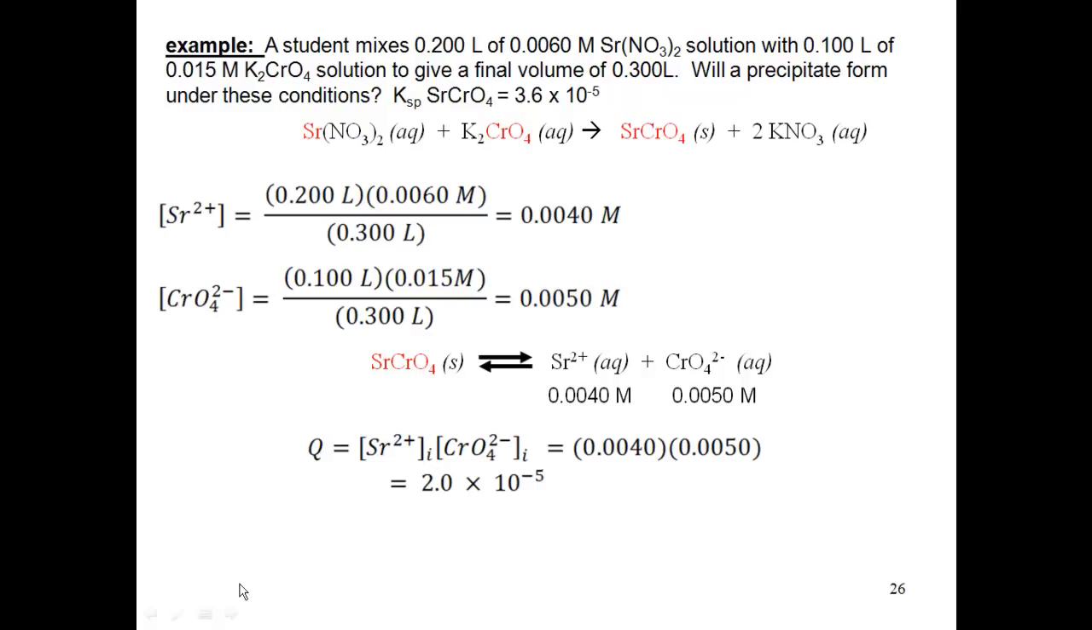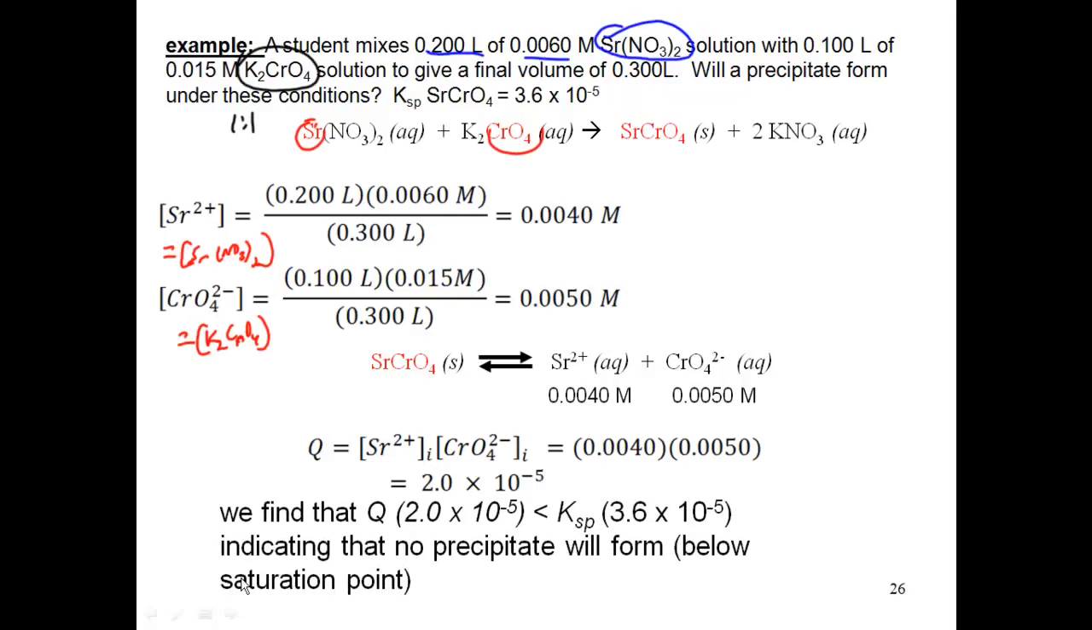I'll now need to compare that to KSP. And I find that 2.0 times 10 to the negative fifth is smaller than my KSP, which is 3.6 times 10 to the negative fifth, not by a lot, barely, indicating there would be no precipitate because I'm below the saturation point. I'm just below the saturation point, not by a large amount, but no precipitate. It can take much more strontium or much more chromate to get precipitation to occur, but I'm below it.